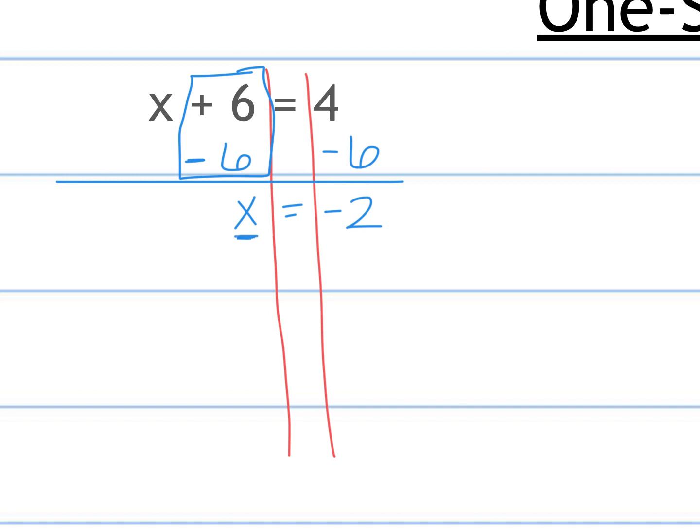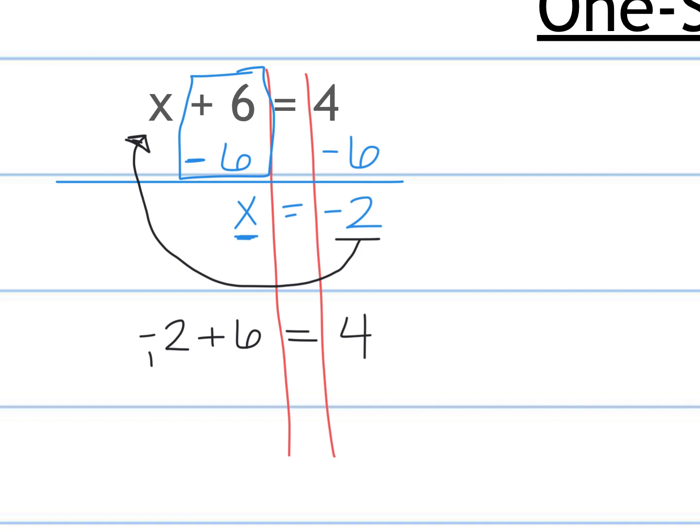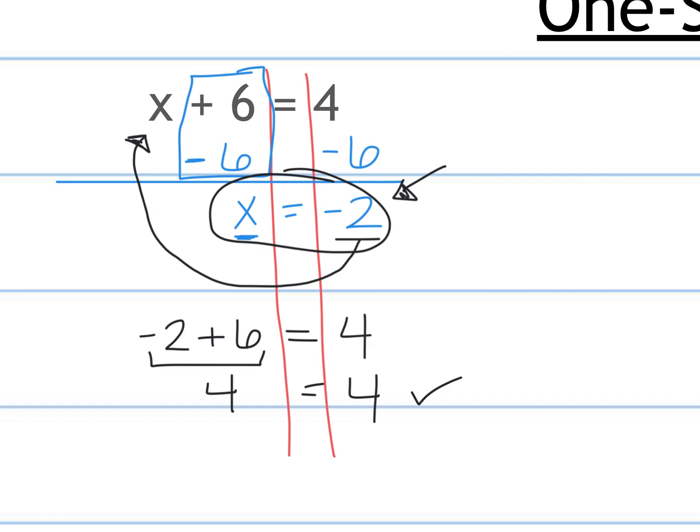Now we need to go back and check. So we're going to take our answer, which we got as negative 2, and we are going to put it back into the original equation. But instead of x, we're going to use negative 2 plus 6 equals 4. I just rewrote the whole thing. And now I'm actually going to make sure that it works. Negative 2 plus 6 does equal 4. So that checks out, that works. And then I go back up and I circle my answer. My answer is x equals negative 2. This is just my checking part. Let's do another one.